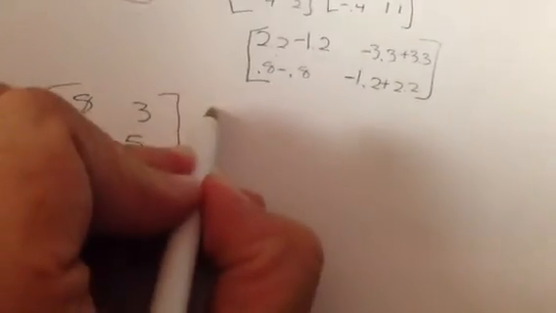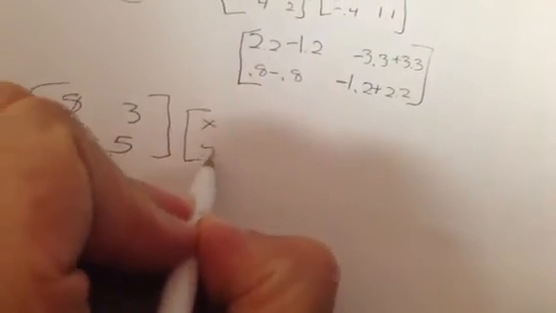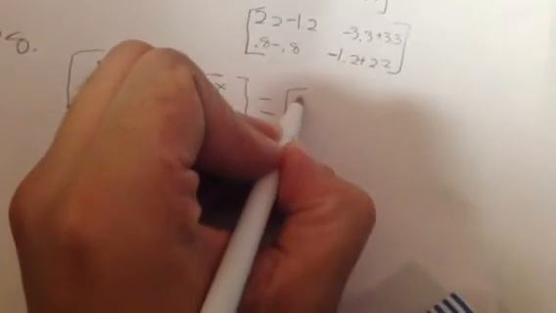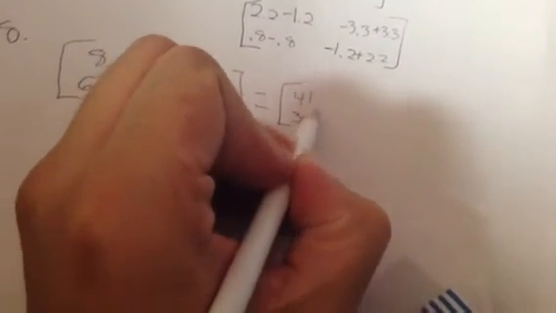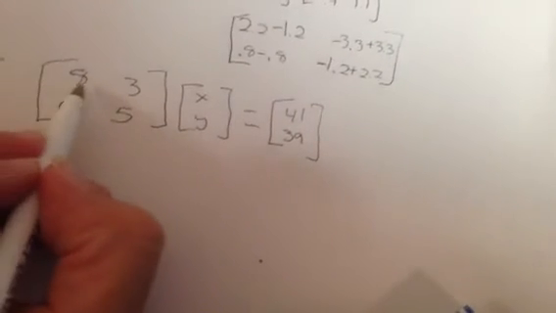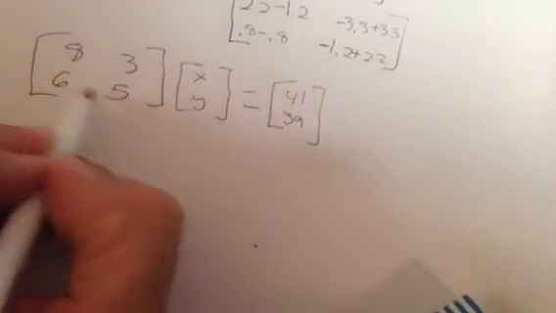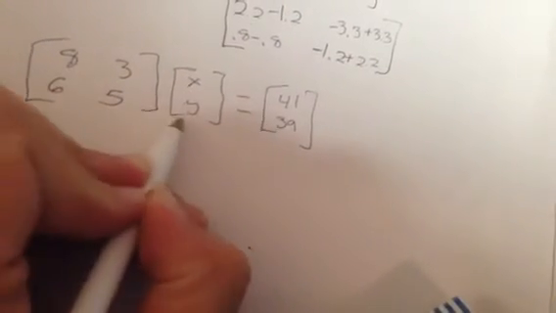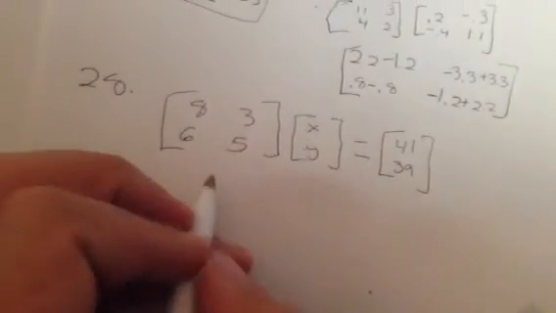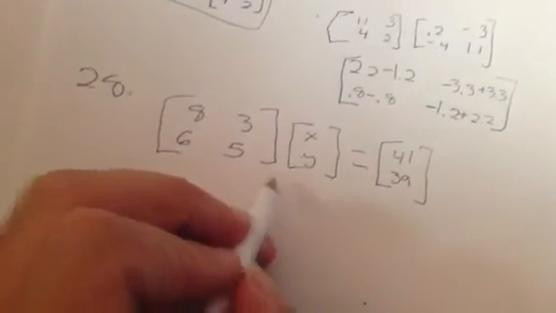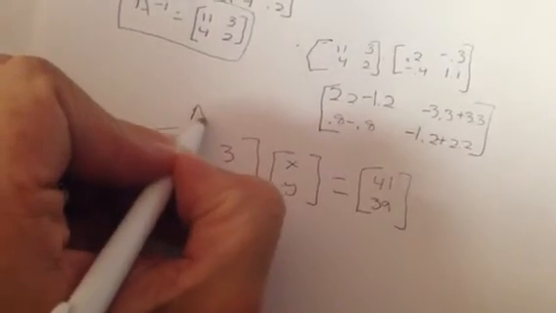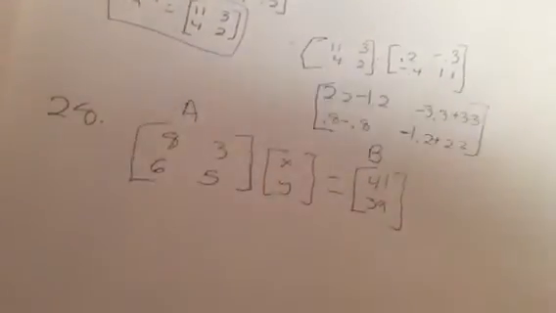And we know that this matrix times the xy matrix will give us 41, 39. It's really important to understand how this works. This is 8 times x plus 3 times y equals 41, and 6 times x plus 5 times y equals 39 is the way this is set up. Now if you want to solve for x and y, you can use the inverse. This is A, this is B.